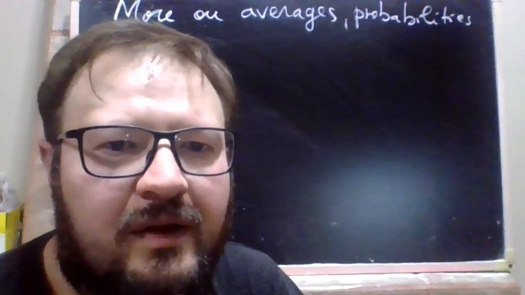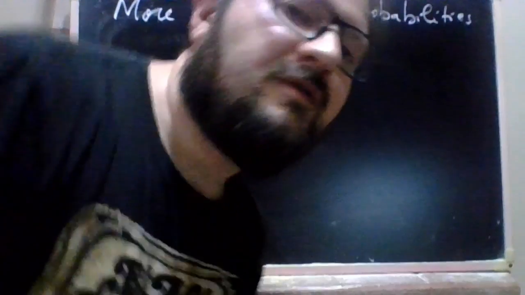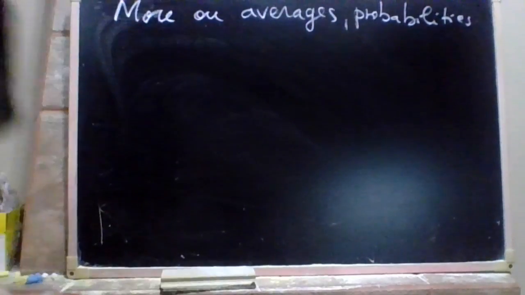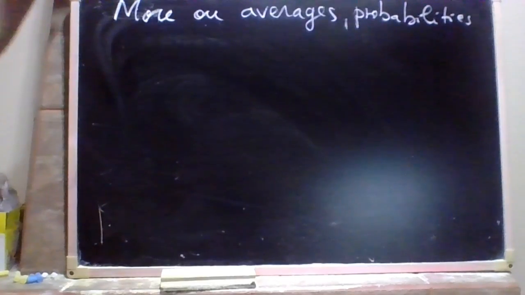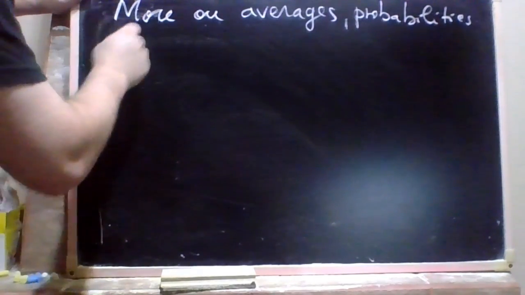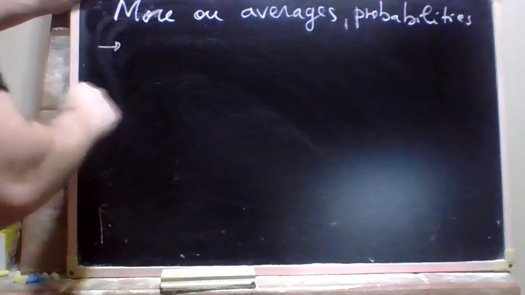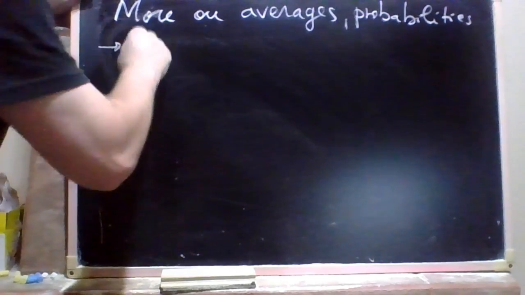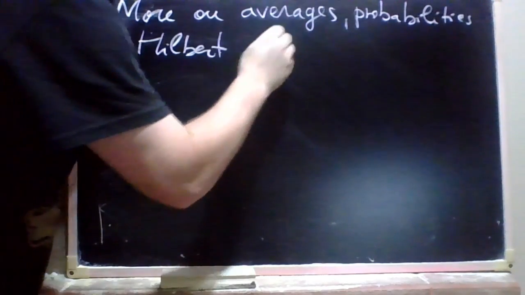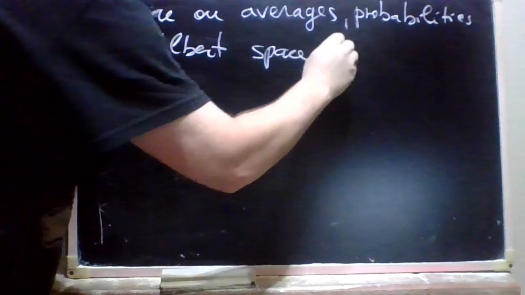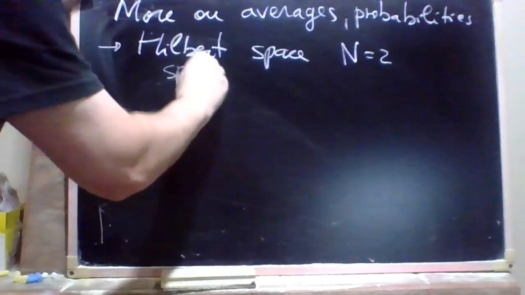Hi everybody. We'll talk a little bit more about averages and probabilities. So I'll consider some aspects of quantum measurements. Suppose for now a spin half system, okay? A Hilbert space, for simplicity, n equals 2, spin half.